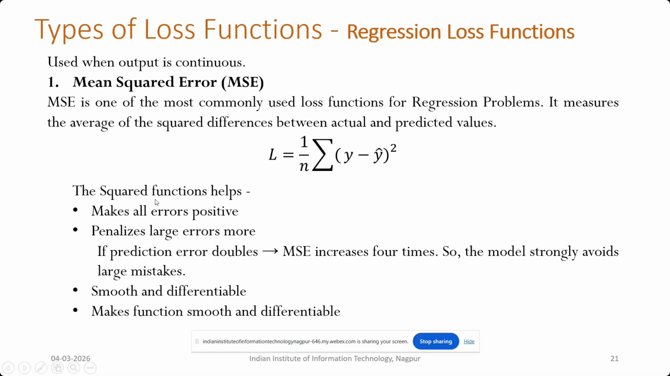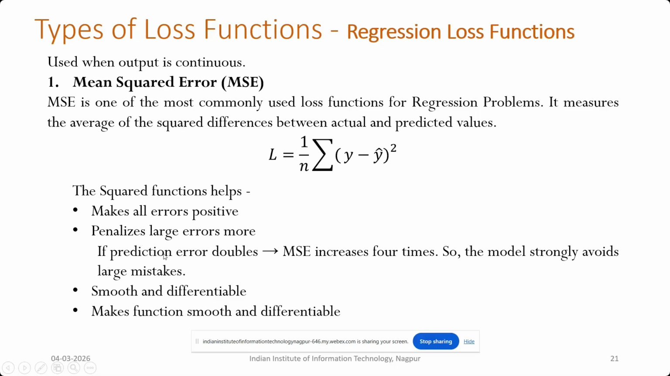There are some reasons behind it. It makes all errors positive. Obviously, when we take the square, the errors are converted into the positive scale. At the same time, it penalizes large errors more. So if the prediction error doubles, the MSE increases 4 times. For large errors, it gives more penalty, so the model strongly avoids large mistakes.